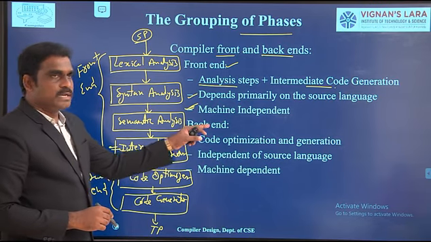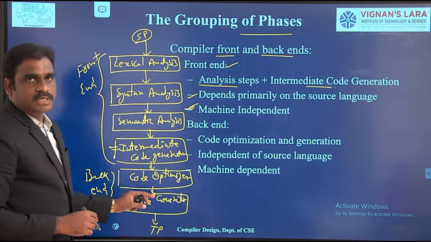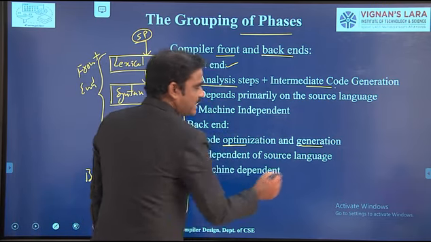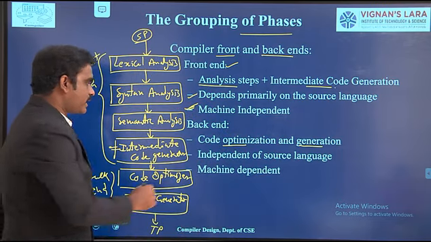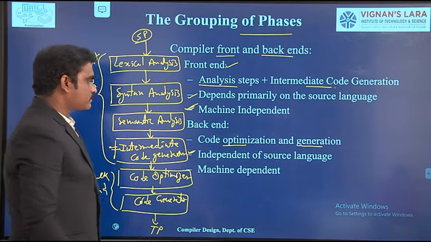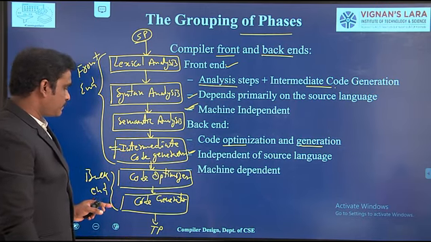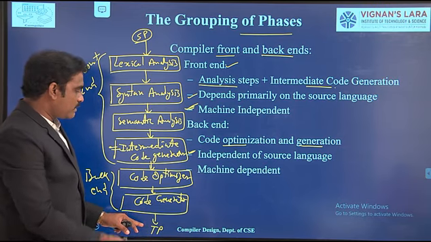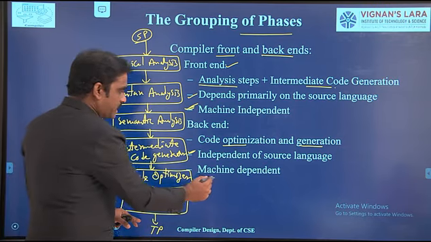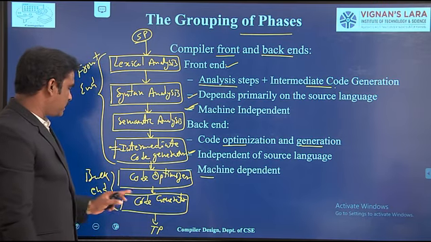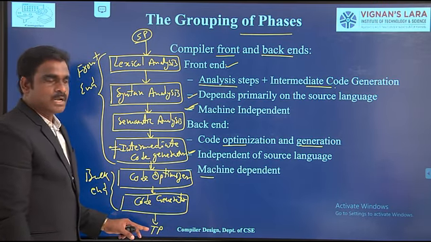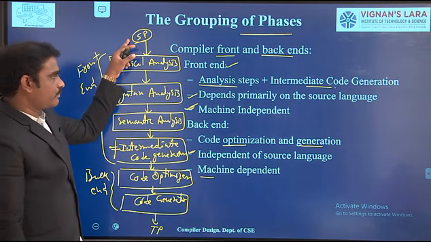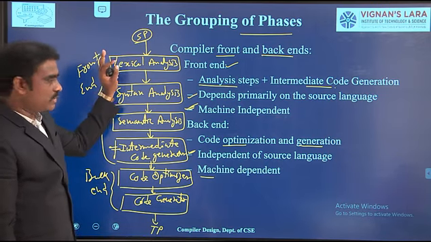Whereas the back end means the last 2 pages come under the back end. That is, code optimization and code generation. And the second important point is, the back end depends on the target program, or machine. This one is machine dependent. The back end is machine dependent and it is independent of the source program.